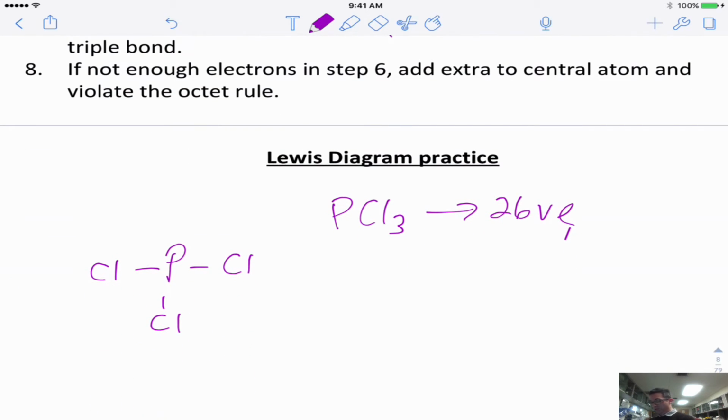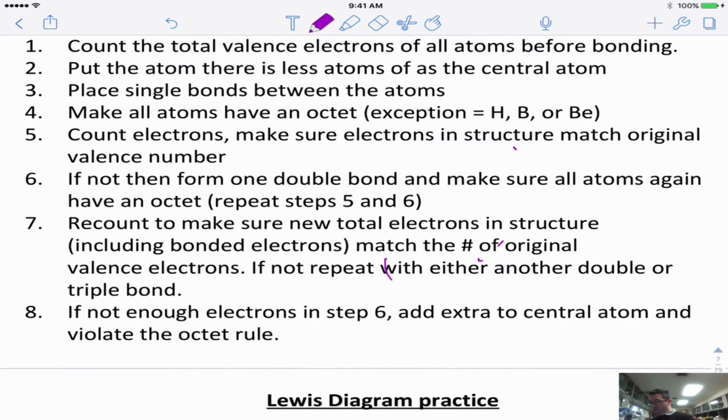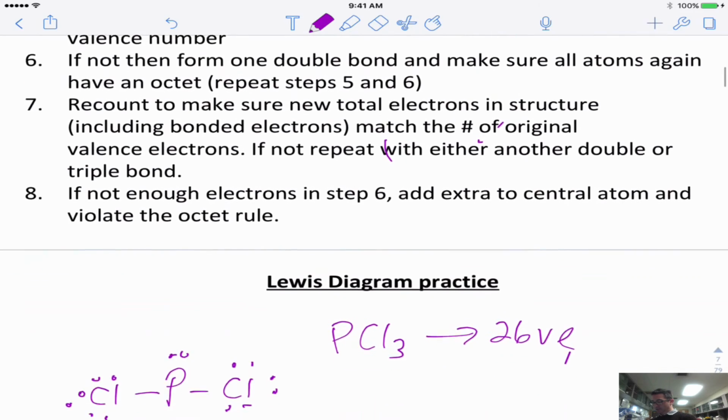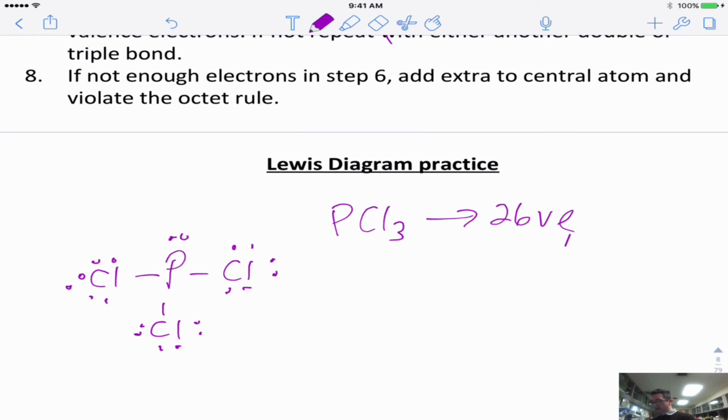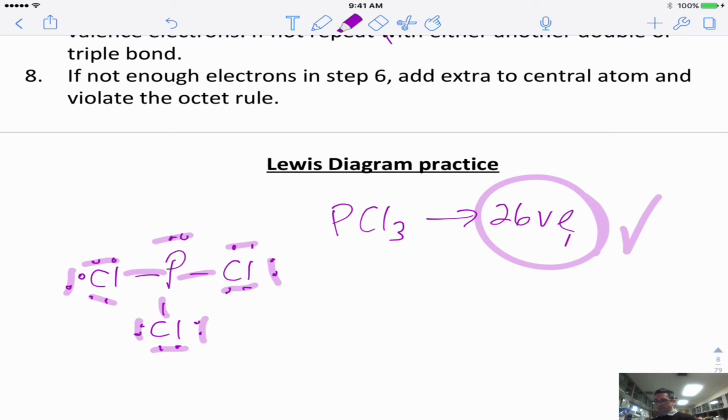The exceptions we can go over too, but I'm going to give each one of them 8. Cl already had 2 in a bond, I give it each one 6 more. P has 6 in the bonds, 2, 4, 6 in the bonds, I give it 2 more. Step number 4, make sure they all have an octet. Step 5, count electrons. Make sure electrons in the structure match the original. So I count up all the electrons. I want to make sure they have 26. 2, 4, 6, 8, 10, 12, 14, 16, 18, 20, 22, 24, 26. I'm done. This is a correct structure.